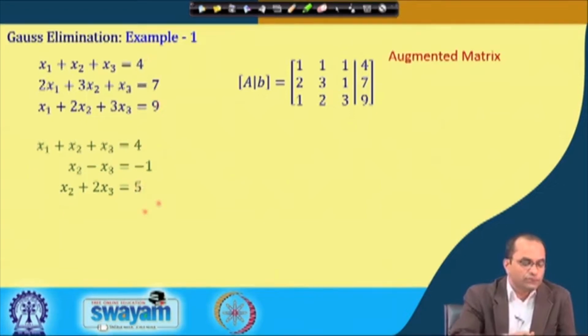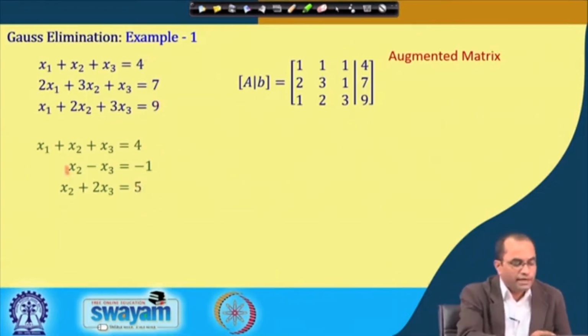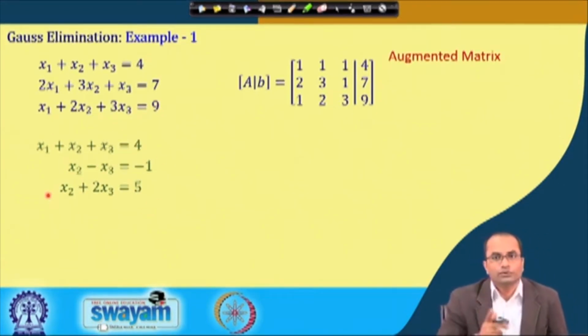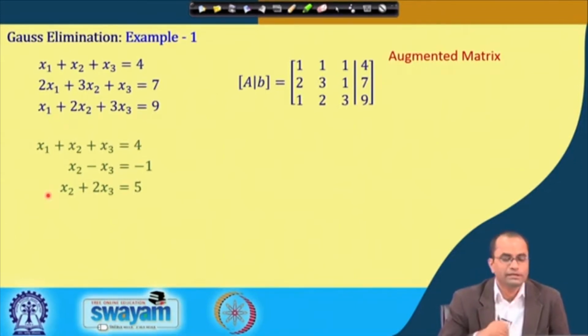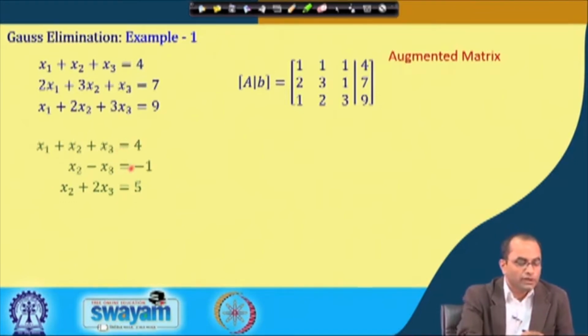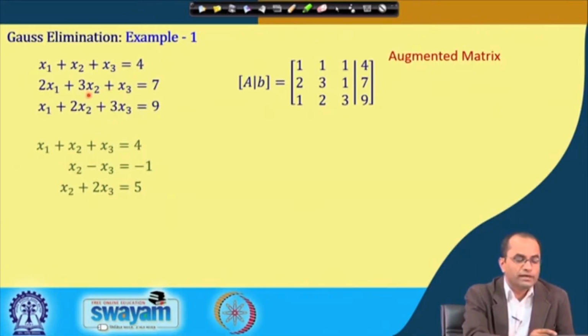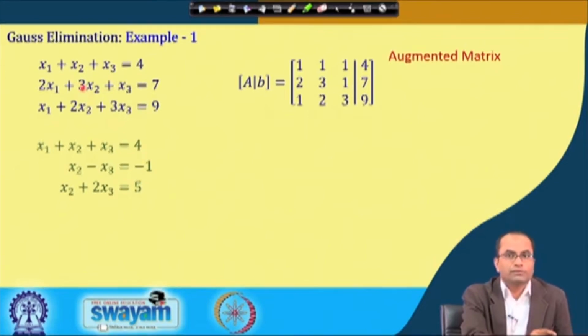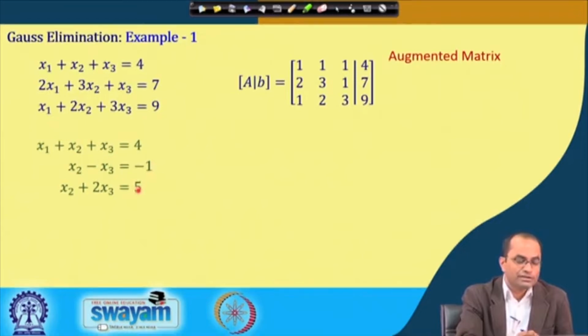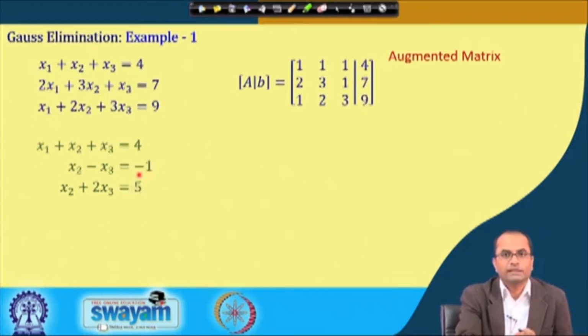So, we have a new system here where we have eliminated the variable x1 from equation number 2 and equation number 3, and we will continue this process from equation number 2 and equation number 3. With equation number 1 we eliminated x1 from 2 and 3. Now, we will consider equation number 2 to eliminate x2 from equation number 3. That will be the next step.